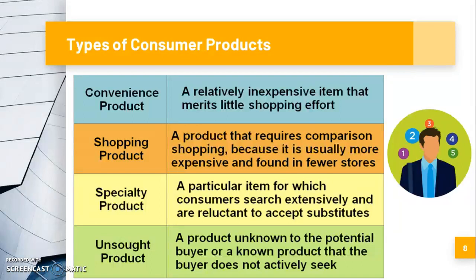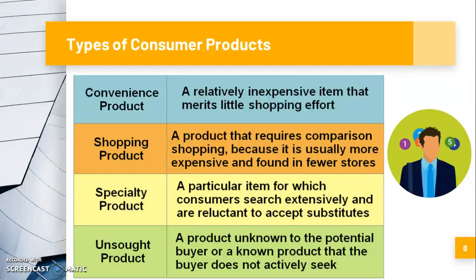Specialty products: a particular item for which consumers research extensively and are reluctant to accept substitutes. Okay, this could be a house, when you buy an apartment, when you buy a car, I don't know. I feel my computer is a specialty product for me because I do a lot of research before I buy this product. So you get the idea. Those were kind of examples.